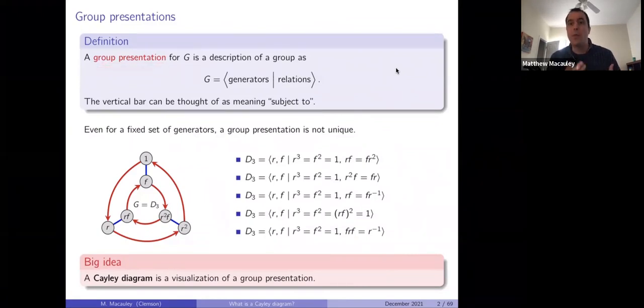But I'm going to assume that you know basically what a group is, or even if you can't define it, you know the general concept. So a presentation is a description as a list of generators and a list of relations. And you can think of the vertical bar as being "subject to".